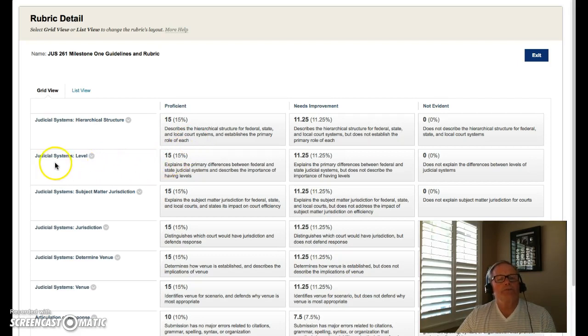Okay. Next is judicial systems level. Explains the primary differences between federal and state judicial systems and describes the importance of having levels. This is going to go back again to understanding what takes place at each of these levels. So when you're looking at the differences of federal and state judicial systems, the key difference is federal courts regulate and control federal law. State courts regulate and control state law. So that is a key distinction.